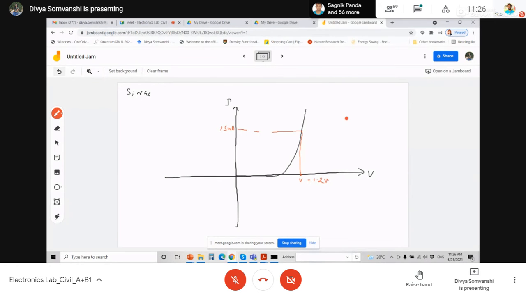So what is your static resistance? Your static resistance should be 1.2 by 15 milliampere, right? So this is your static resistance.